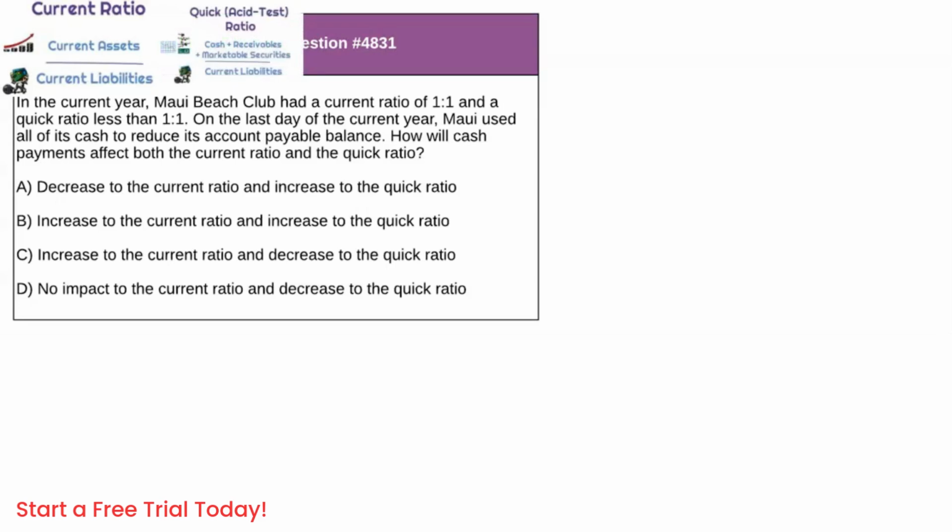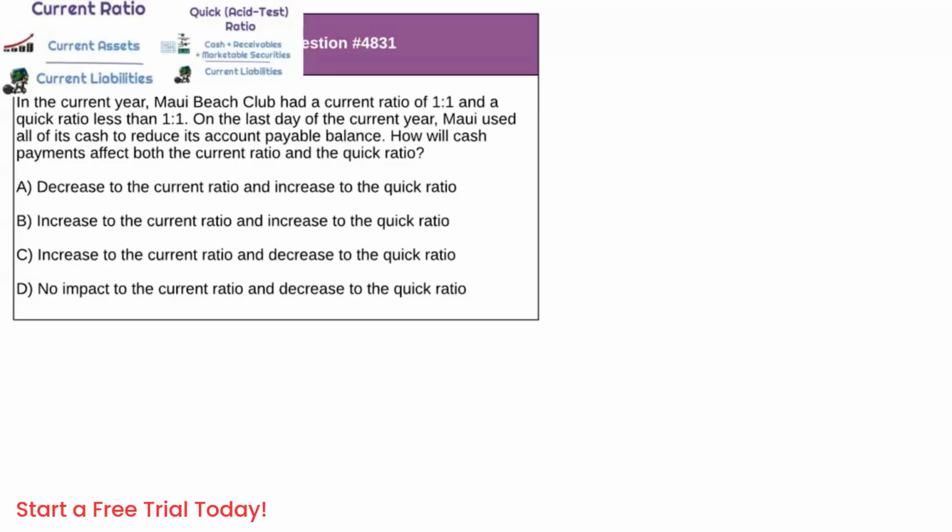Now, while the quick ratio is similar to the current ratio, it's a better metric to use to understand a company's liquidity, right? Because it only uses cash and cash equivalents as well as accounts receivable in the current asset figure. So the main difference between the current ratio and the quick ratio is that the quick ratio would exclude inventory, prepaids, and other current assets, right? That would be included in the current ratio.